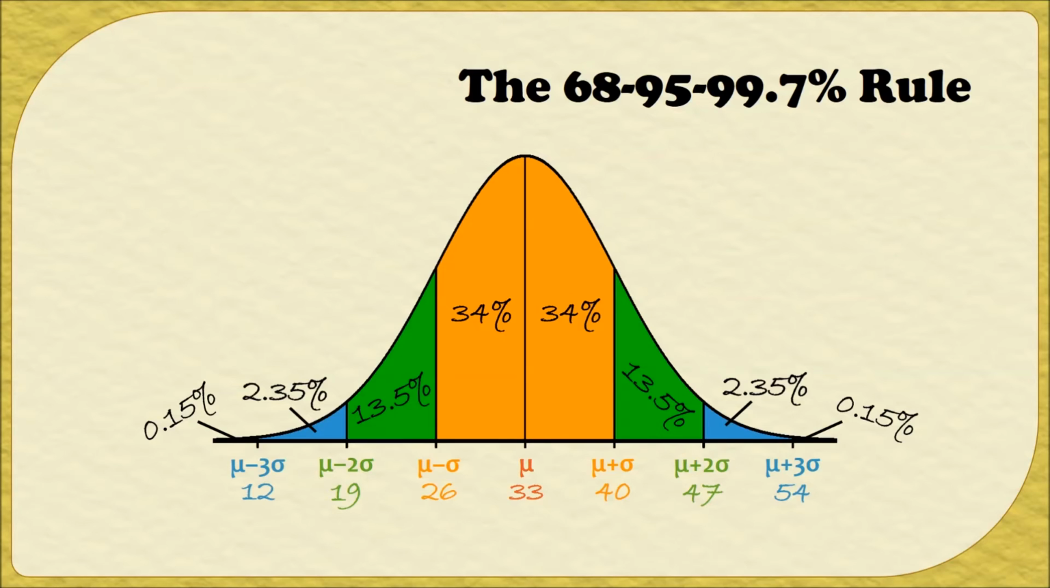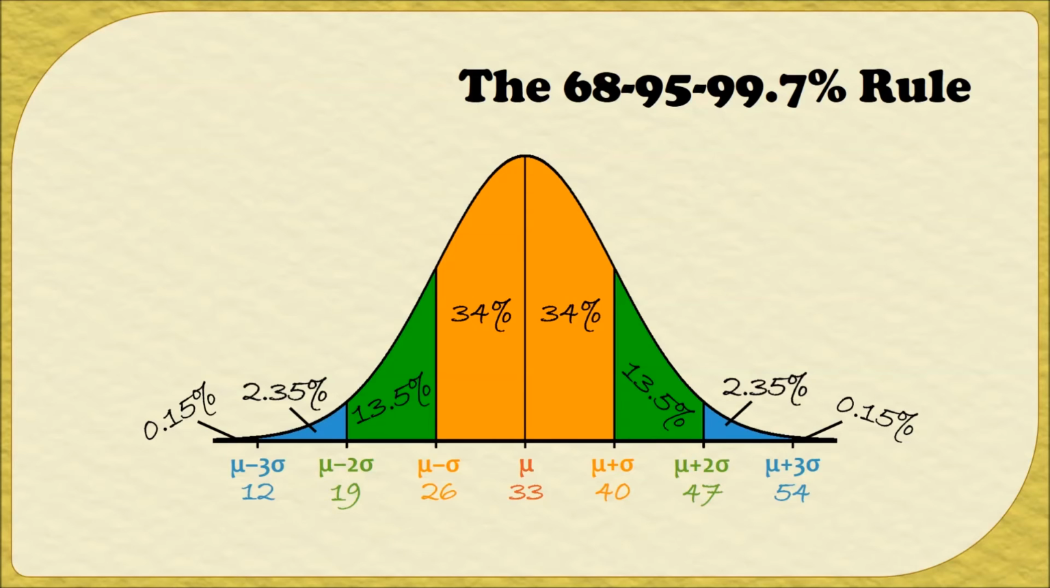So this is a very small proportion of values in our data set. Now, what the 68, 95, 99.7% rule says is that if your distribution follows the normal curve, if it has this kind of a shape, then these percentages are going to be true no matter what your mean or your standard deviation is. In other words, there will always be that 34, 13.5, 2.35, and 0.15%.